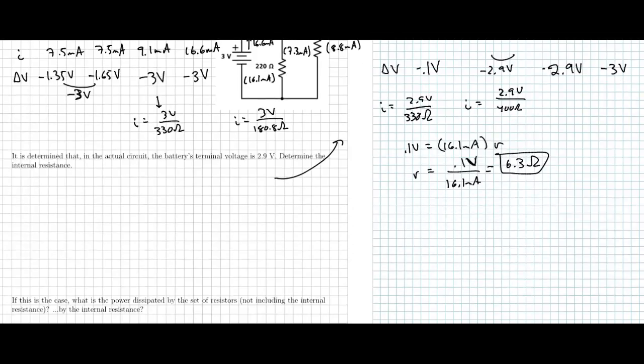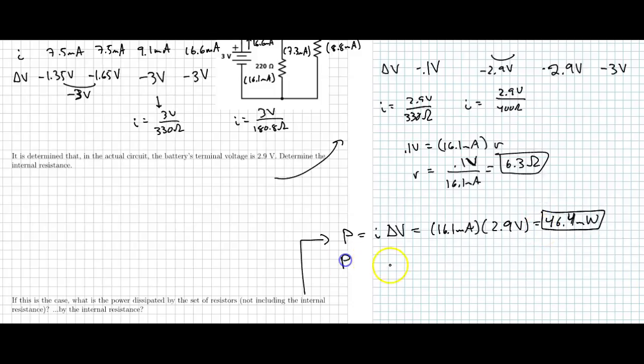We also want to know the power dissipated by the set of resistors, not including the internal resistance, and then by the internal resistance. So not including the internal resistance, so that's my 3 resistors here. Power is I delta V. I know we figured out that the total current in this case was 16.1 milliamps, so that's through the whole resistor network. The voltage change across the resistors is 2.9 volts, which will give me 46.4 milliwatts.